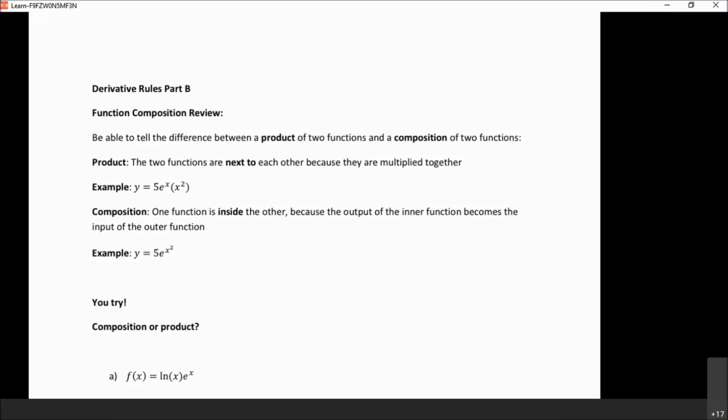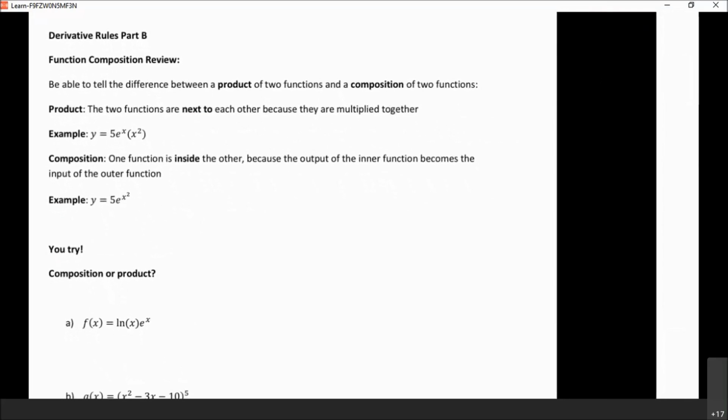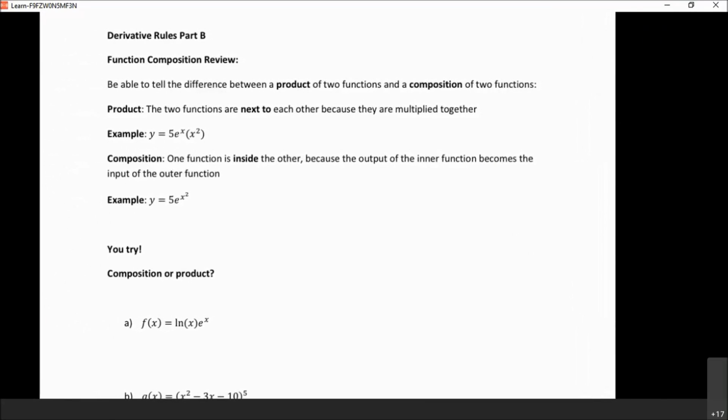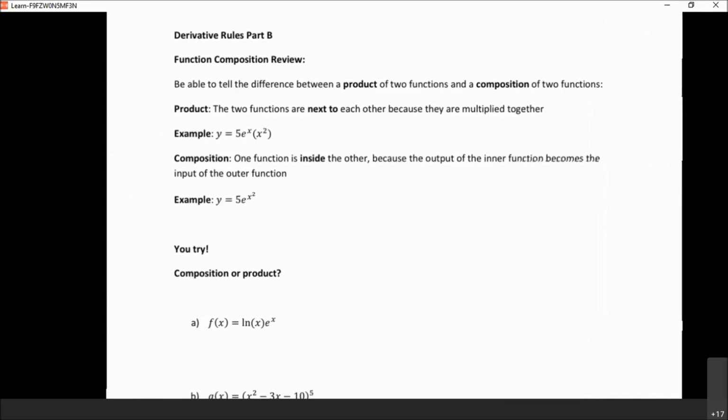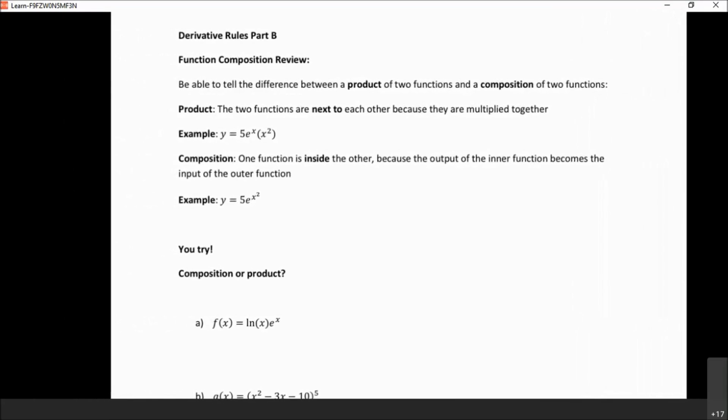Okay, so that's what we're going to review. I'm saying be able to tell the difference between a product of two functions and a composition. In a product, the two functions are next to each other because they're multiplied together. So in this example here, my function y is a product of 5e to the x and x squared. You can think of this as the first function, f, and this is the second function, g.